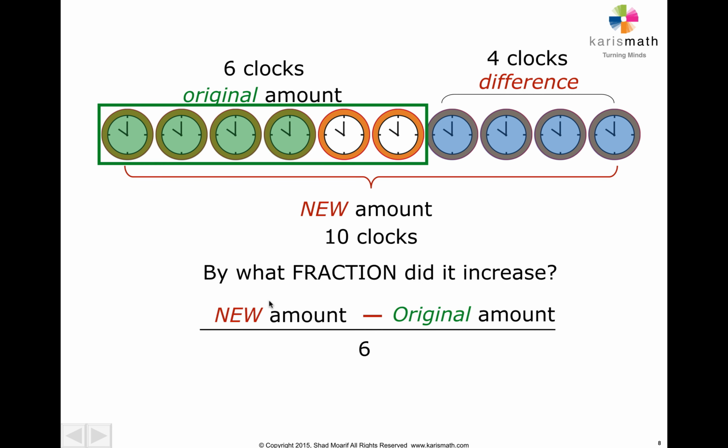The new amount, which was 10, if we take away from that the original amount, which was 6, we will get the difference over the original amount. That's what we're really doing. So the new amount minus the original amount over the original amount, and we get the fraction right away.